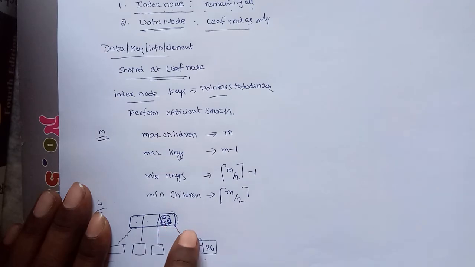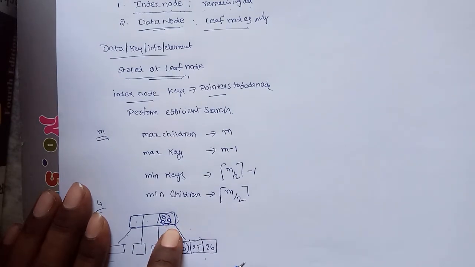Okay. The main advantage is searching is very easy. In B plus tree, the data is stored in leaf node. In B tree, the data is stored in any level.